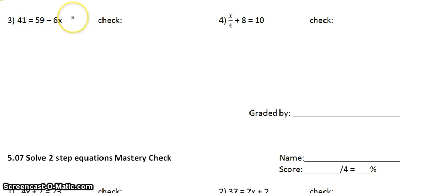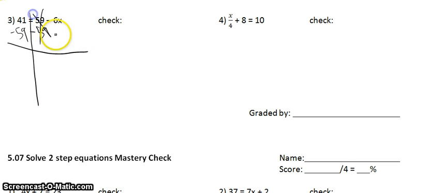To get rid of the positive 59, I subtract 59 from both sides. So over here, all I have left is me and my date, and notice that negative has to come down with the date. It's a negative 6 is your date, not positive 6. Okay, and then over here, I have 41 minus 59. That's going to be a negative answer because I'm subtracting more than I have.